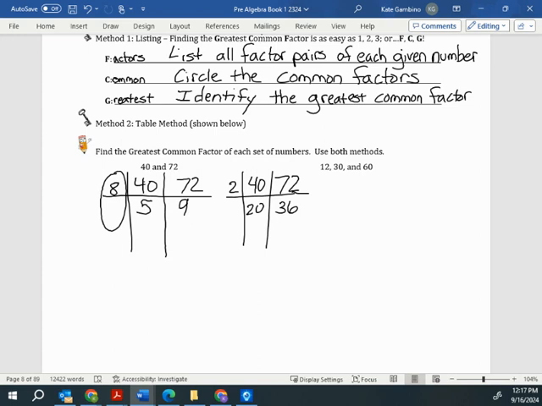Can I divide something out of 20 and 36? Claire? 2 again? Another 2. So I'm going to divide another 2 out. 20 divided by 2 is 10. 36 divided by 2 is 18. Can I divide anything else out? David? 2. Another 2.